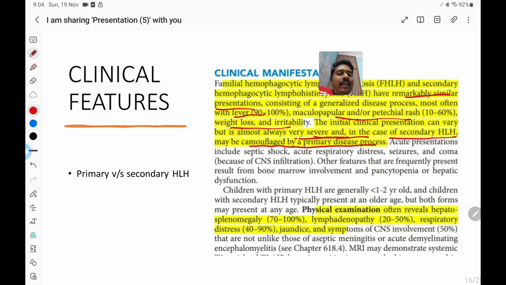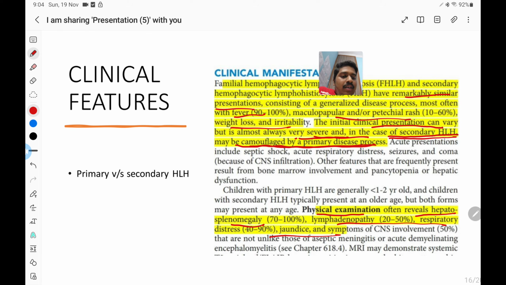Okay, see, our patient had this secondary HLH masked by enteric fever. So this is exactly given in Nelson. Initial presentation is almost always very severe, and a case of secondary HLH may be camouflaged by a primary disease process. Here, physical examination revealed hepatosplenomegaly, lymphadenopathy, respiratory distress. So all this can be seen.